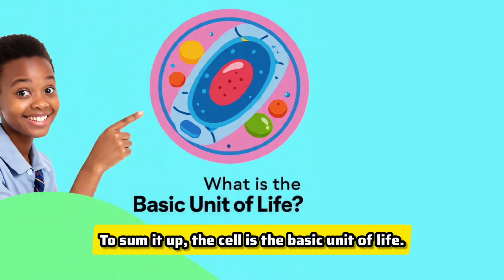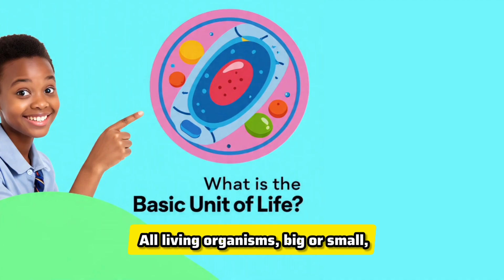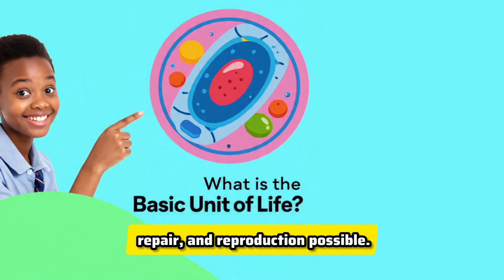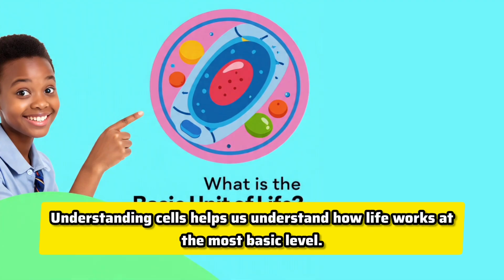Conclusion. To sum it up, the cell is the basic unit of life. All living organisms, big or small, are made of cells. Cells carry out all life processes and make growth, repair, and reproduction possible. Understanding cells helps us understand how life works at the most basic level.